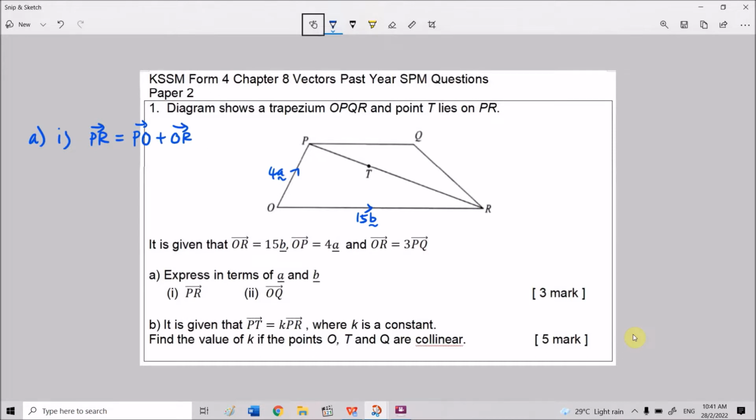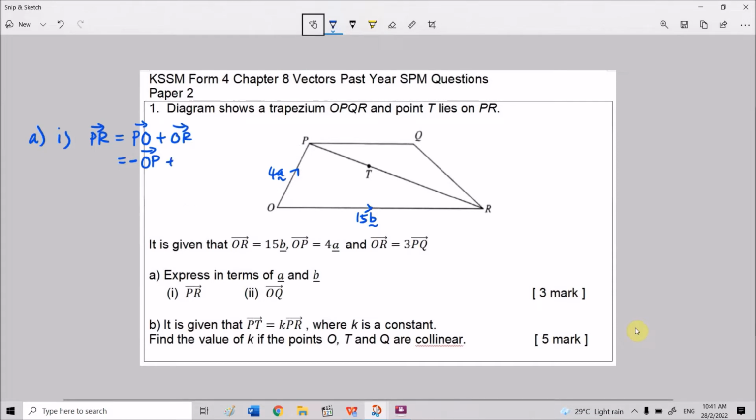However, since we want to express the vector in terms of vector A and B, if we want to use this, we need to look at the direction. The direction of 4 vector A is from O to P. You look at the arrow here. So since we are going from P to O in the opposite direction, here we should write this as negative OP, if we want to use the vector OP.